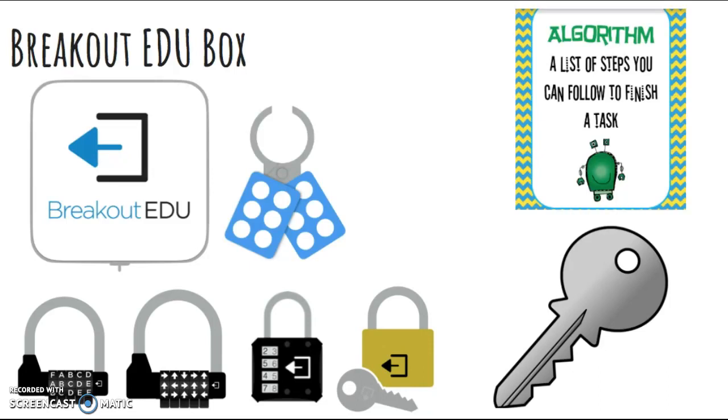Inside the large Breakout EDU box, you'll have the printout poster of the definition of algorithm and the large key lock that's shown here. The hasp, the ABC lock, directional lock, 4-digit lock, and the key lock will all be placed on the large breakout box.